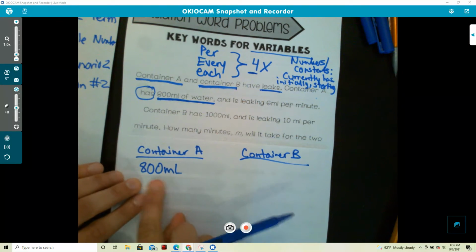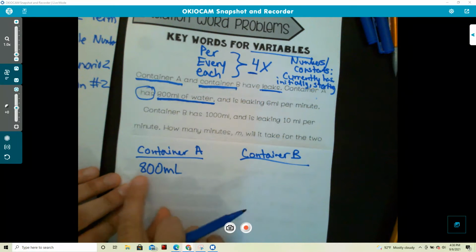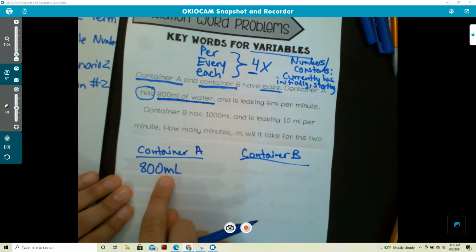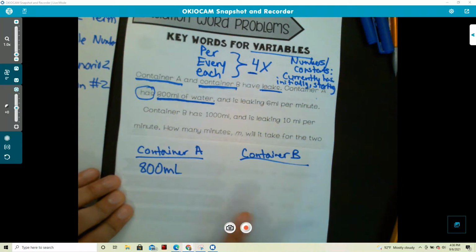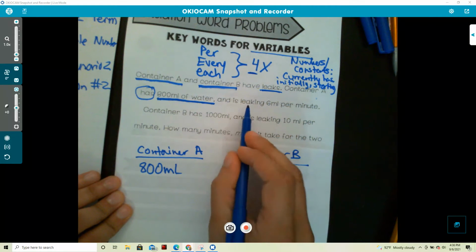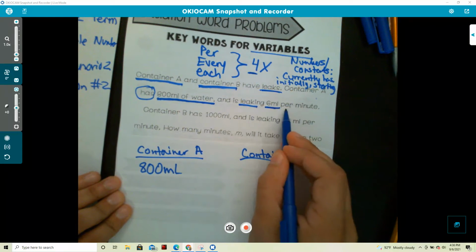So we're going to express 800 exactly like it is. So I'm going to go ahead and write that in, 800. Right now I'm just writing down facts. I'm not setting up any equations yet. Okay, and it is leaking 6 milliliters per minute.